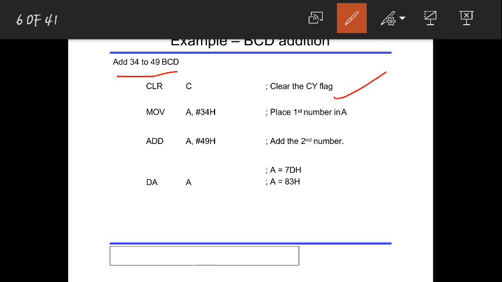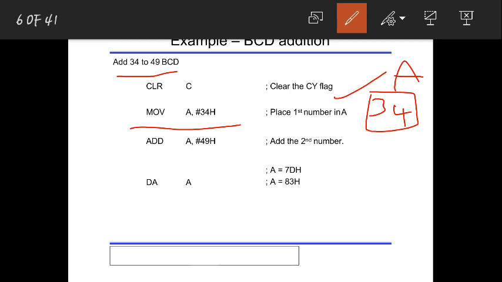So the first value to add is 34, that is, A will be equal to 34. To move this into the accumulator, I have written this instruction: MOV A, #34H. A is at the destination side and #34H is the source. So I have just loaded that 34 into the accumulator. Next, I could also move 49 into a different register, R0 or R1, but instead of that I directly wrote an addition instruction here.